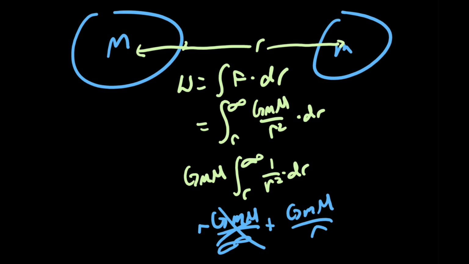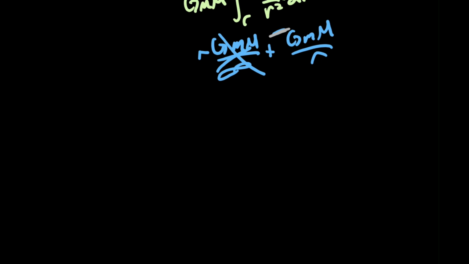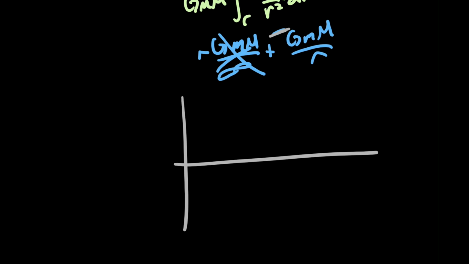And so this means that we need to find a negative here. There needs to be a negative here because the system gains this energy. Thus, we can write the graph of U_G versus r as such. We have U_G over here, r over here. It's going to look something like this.